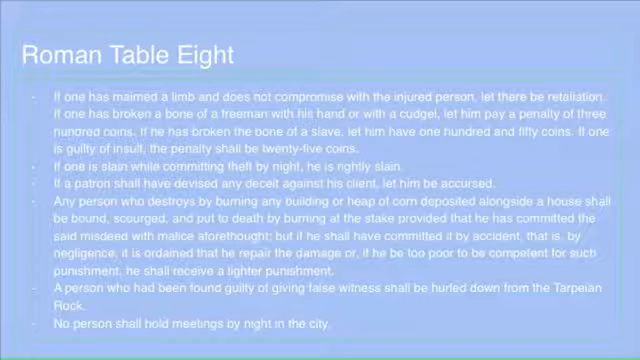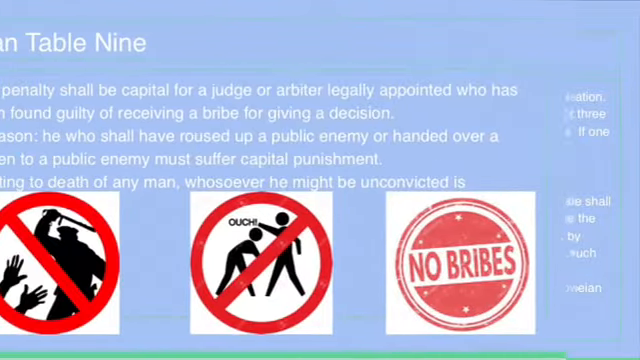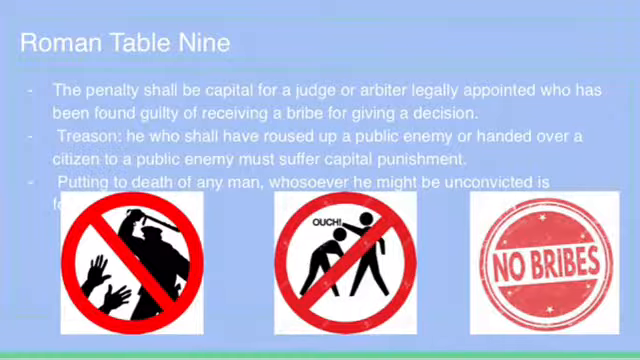Also, any person who lies about witnessing an event will be thrown off of the Tarpeian Rock. Lastly, no night meetings are allowed in the city. Table 9. No man should bribe an authority figure in order to sway his decision. If a man commits treason, then he will suffer capital punishment. It is also forbidden to kill any unconvicted man.